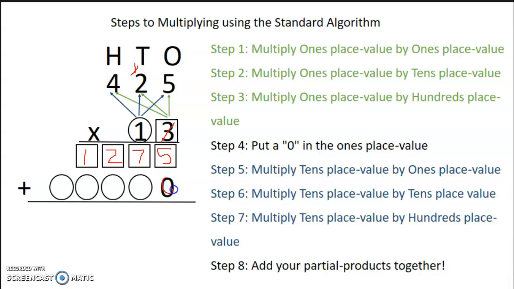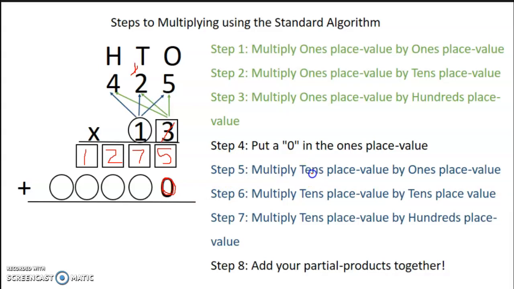Step 4, put a 0 in the ones place value. Why am I doing that? It's because now we are moving on to the tens, and we are multiplying 425 times 10. Well, anytime I multiply a number by 10, the ones place value will be 0.